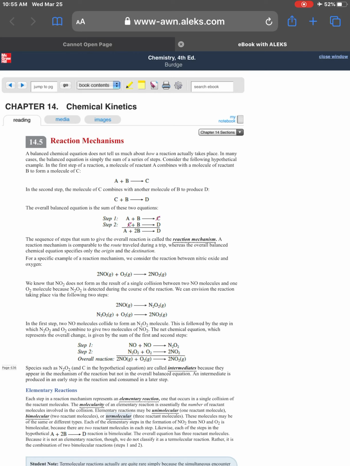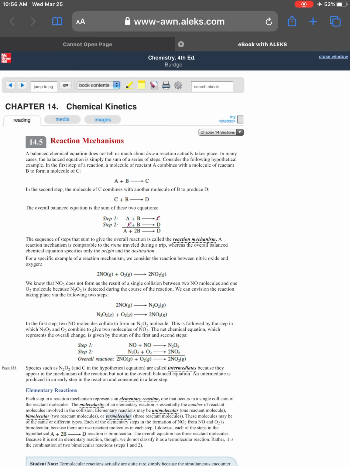In the first step of a reaction, a molecule of reactant A combines with a molecule of reactant B to form a molecule of C. A plus B arrow C. In the second step, the molecule of C combines with another molecule of B to produce D. C plus B arrow D. The overall balanced equation is the sum of these two equations.